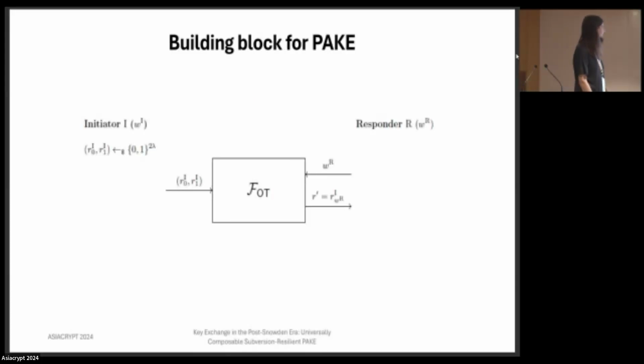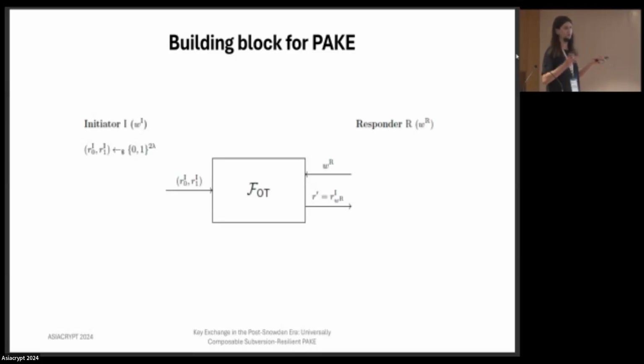This protocol relies on this fundamental building block, let's say, which roughly goes as follows. There is a party who picks two random strings, and the responder, for a 1-bit password, will just provide their bit of the password as input to the OT. And the idea is that these random values will actually be used to determine the key.